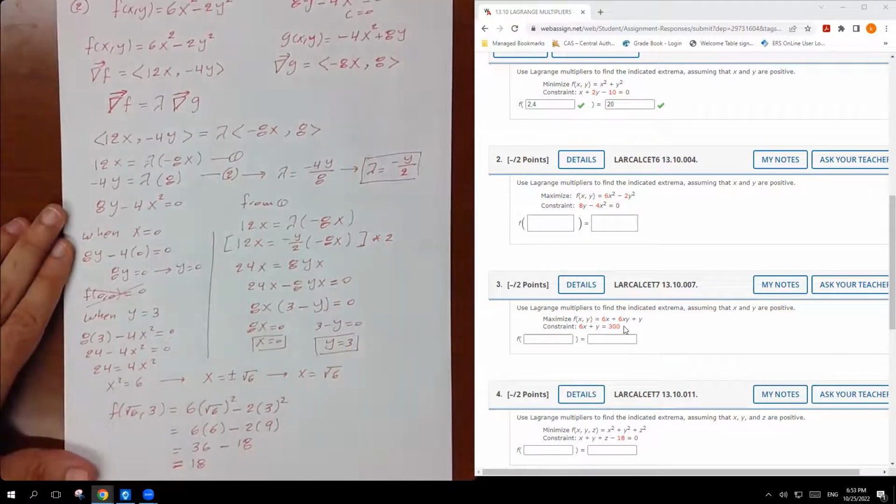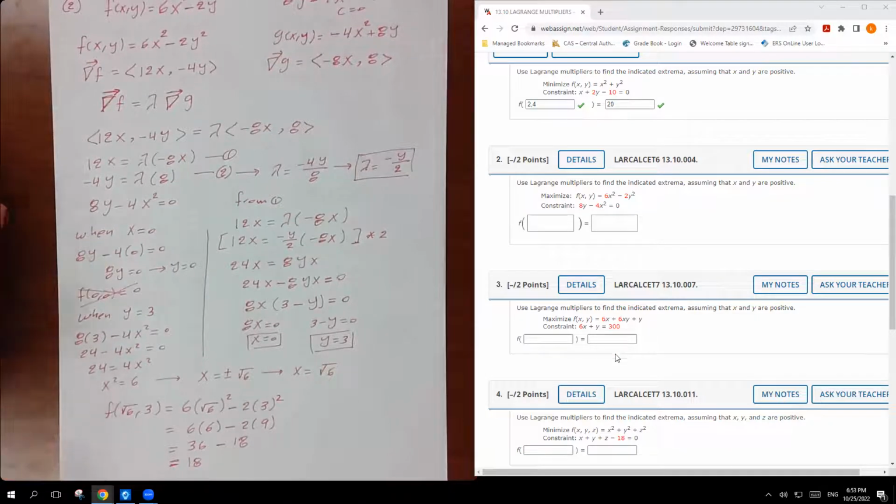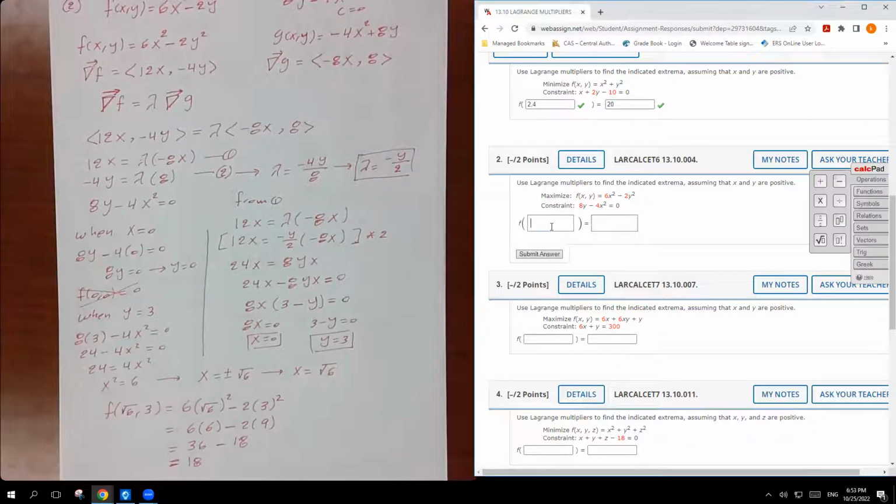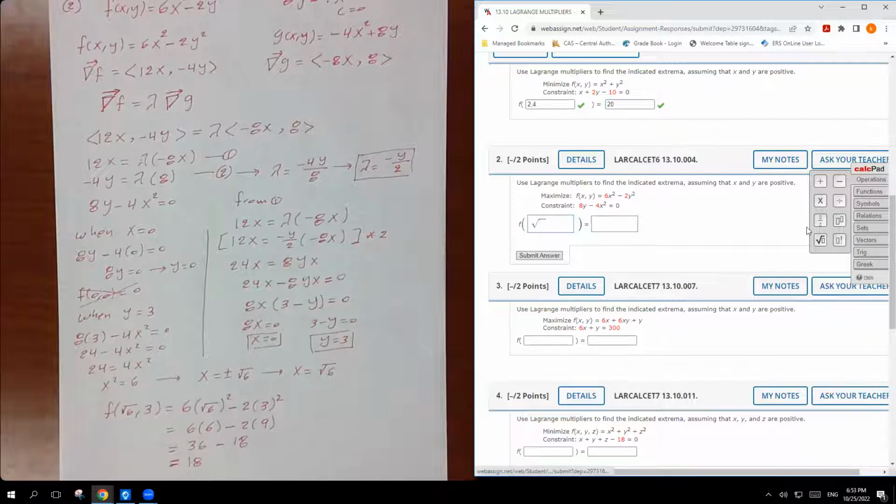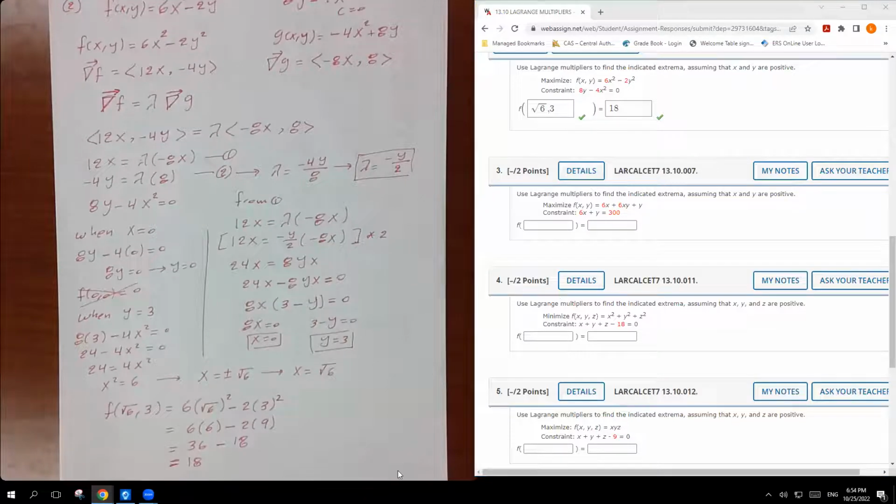That means f of square root of 6 comma 3 is going to be equal to 18. There we go, we got it right. Let's go to example 3.